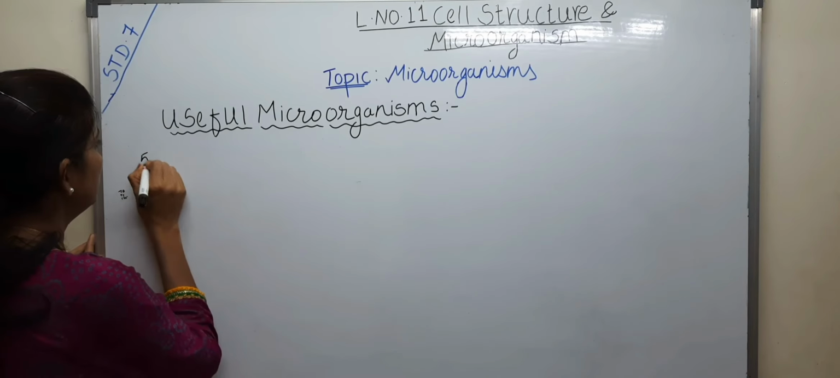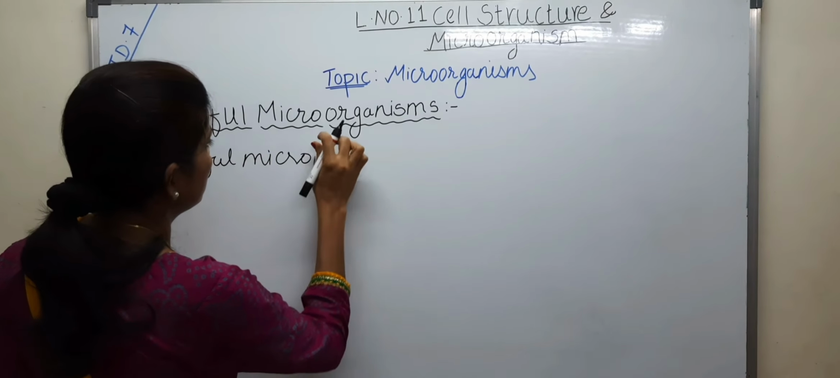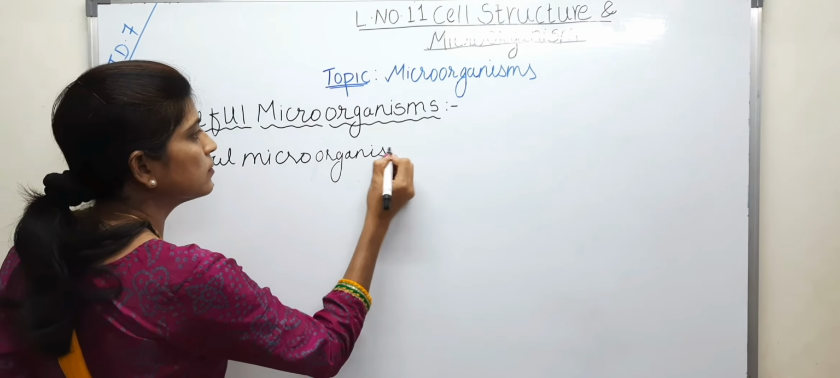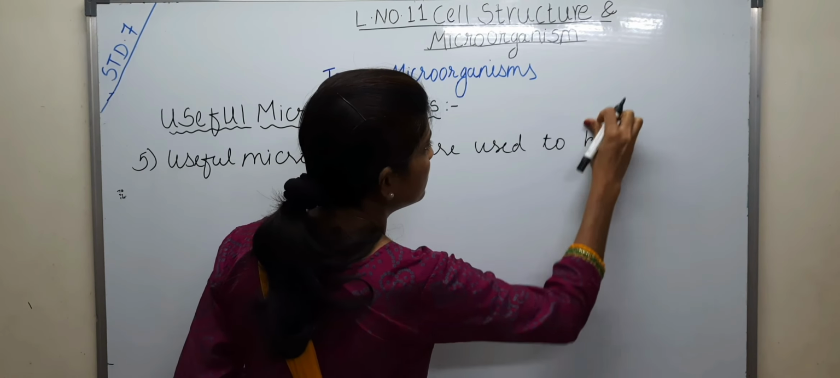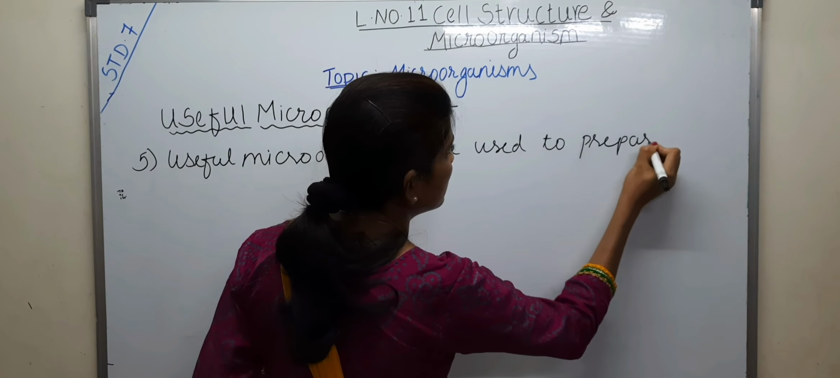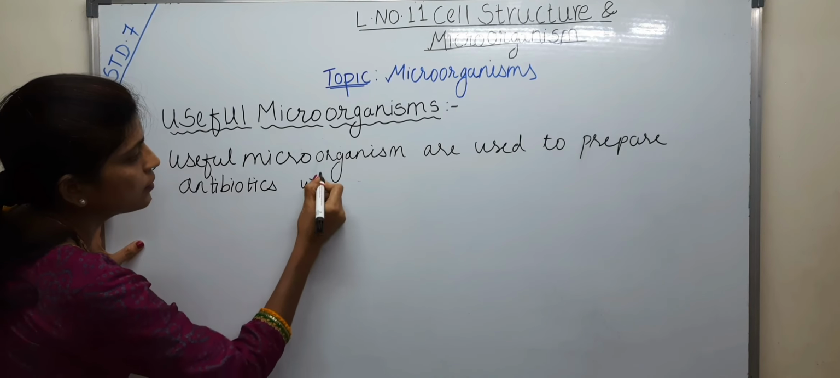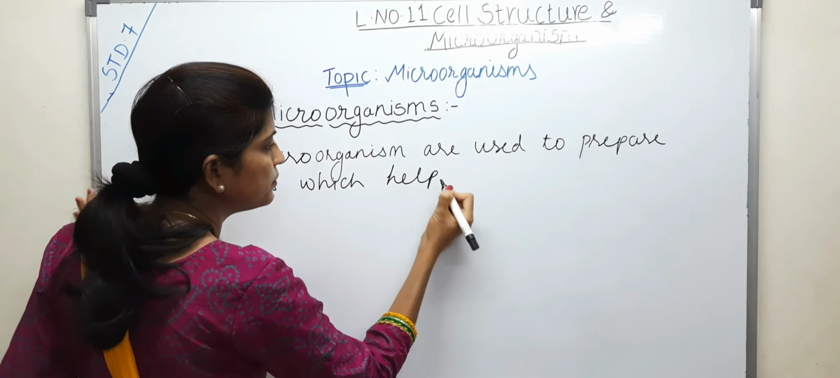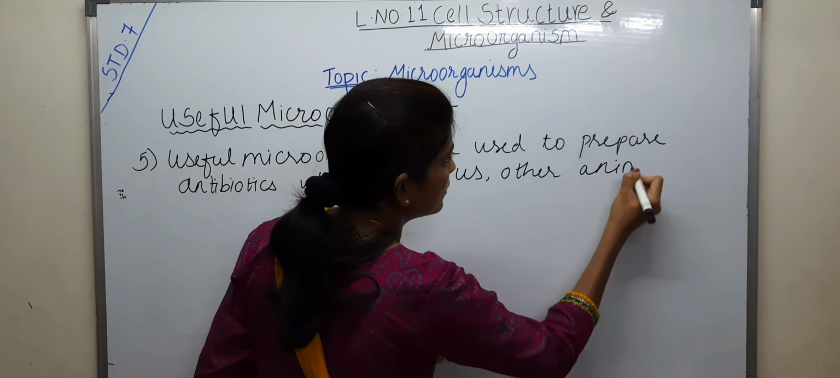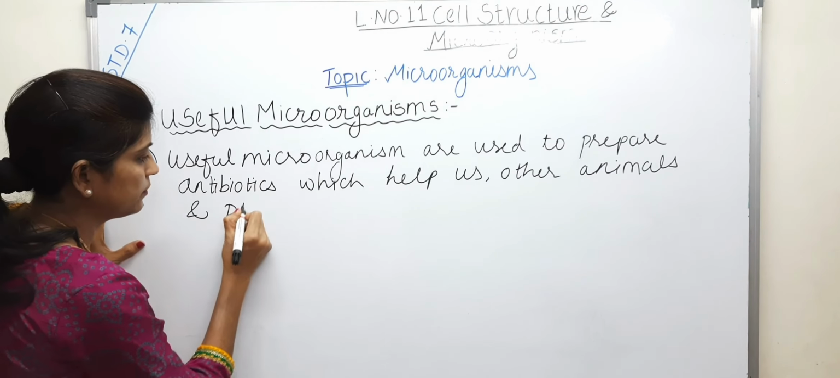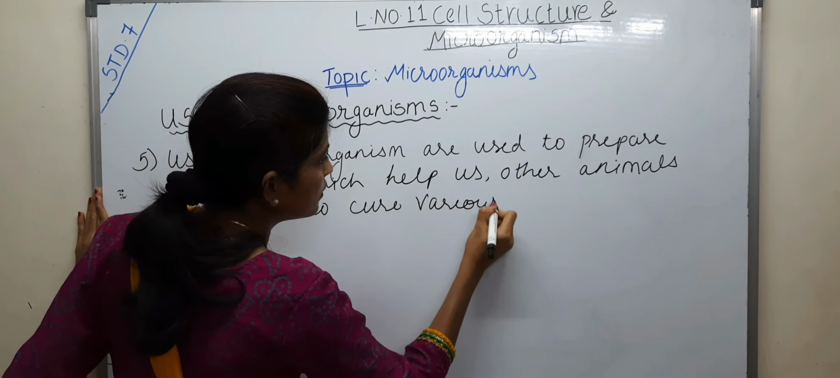So we can write, useful microorganisms are used to prepare antibiotics, which help us, other animals and plants to cure various diseases.